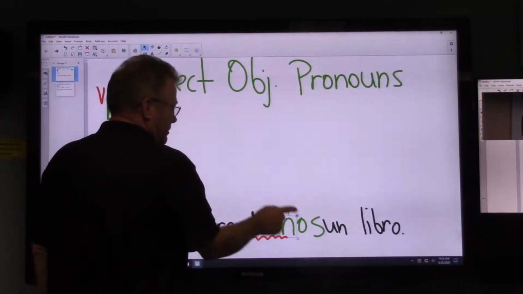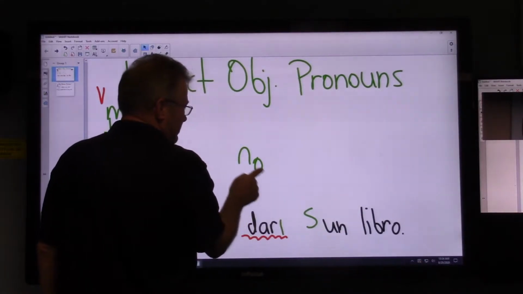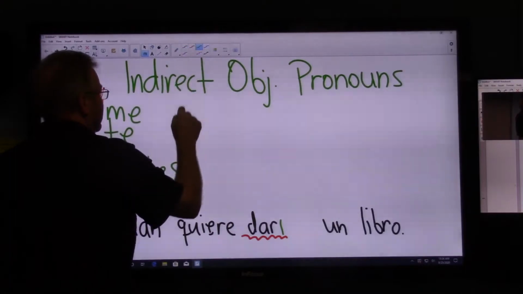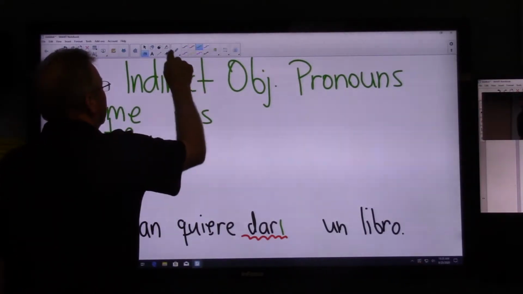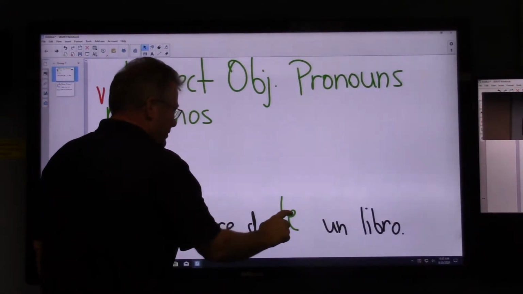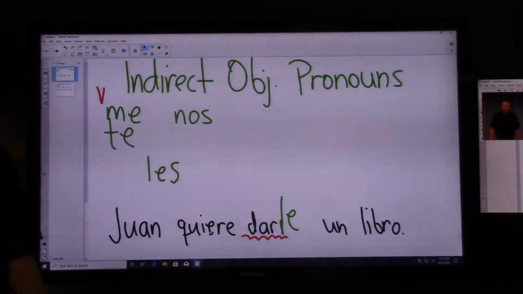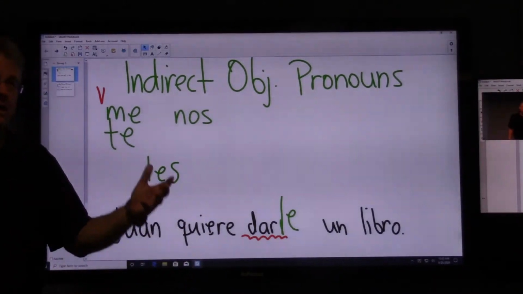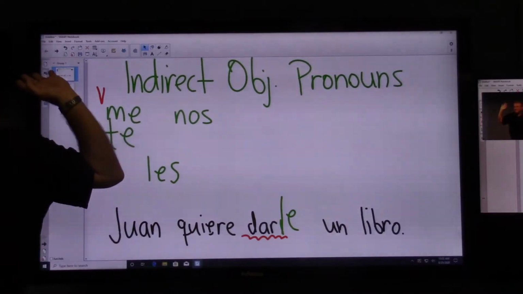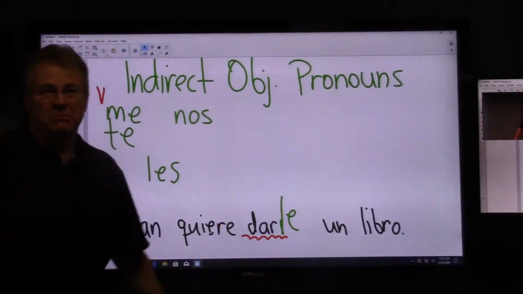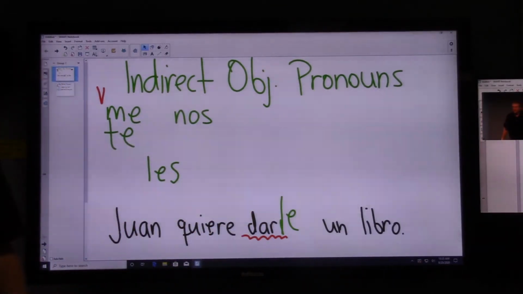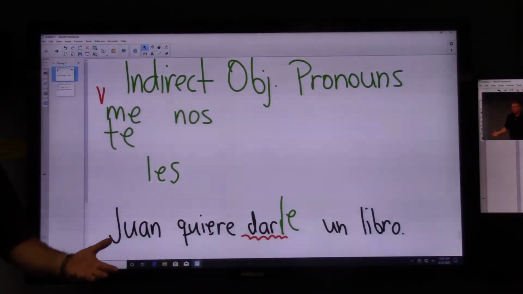You see? I'm going to rewrite that. It came apart on me, so I'm going to rewrite it. Nos. Again, what if I use the le? Juan quiere darle un libro. Now, to whom does he want to give the book? Well, again, could be him, could be her, could be you, usted. We can clarify as necessary, and we can do that at the end, just like before, even though we're smashing the object pronoun on the end of an unconjugated verb. We can still clarify the same way, right?